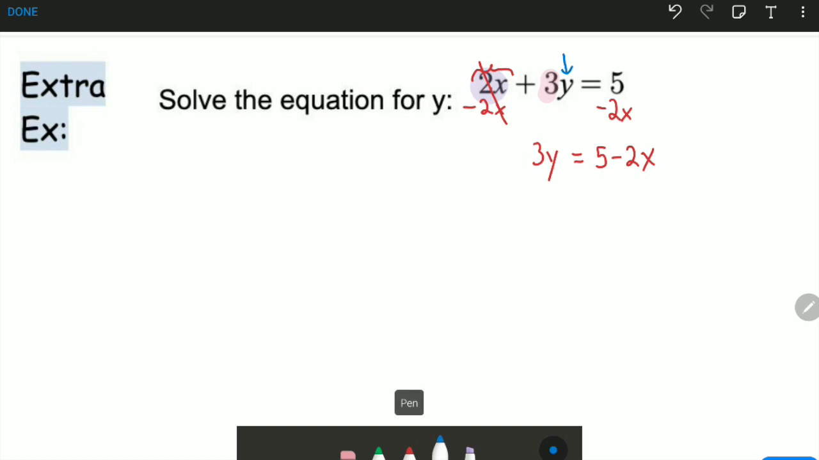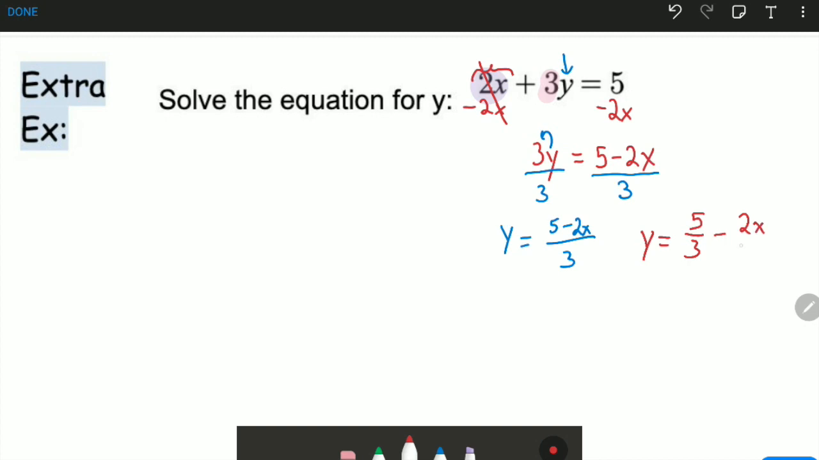And then to finish it off, y is still connected to something by multiplication. To finish getting y by itself, we'll divide both sides by 3. And since there are two terms on the right side, we'll divide the whole thing by 3, giving us y equals 5 minus 2x all over 3. Or remember that you can also rewrite it as y equals 5 over 3 minus 2x over 3.